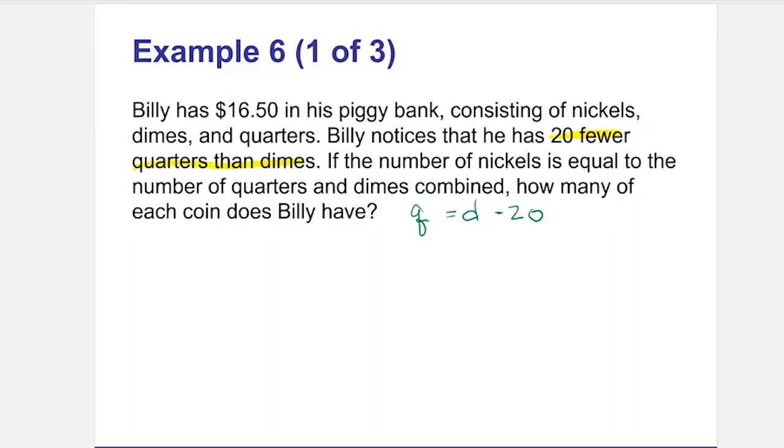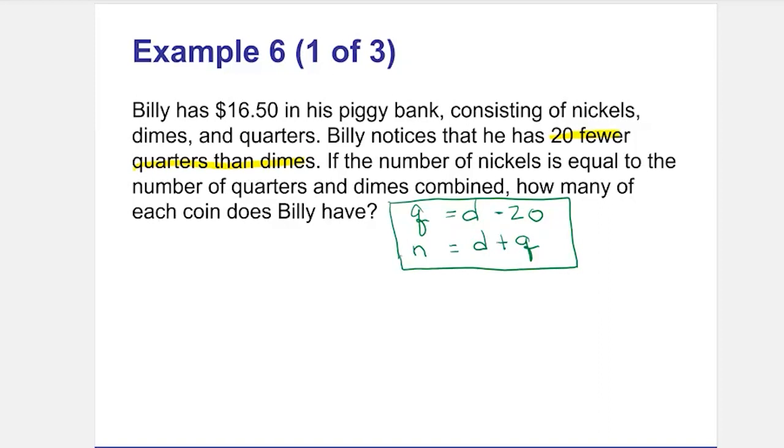If the number of nickels is equal to the number of quarters and dimes combined, that means nickels is equal to dimes plus quarters, right? So let's read it again. If the number of nickels is equal to the number of quarters and the number of dimes combined, so that makes sense. How many of each coin does Billy have? So we have these 2 equations that I don't believe were that difficult to get to. But now our last equation is going to be a little bit more difficult.